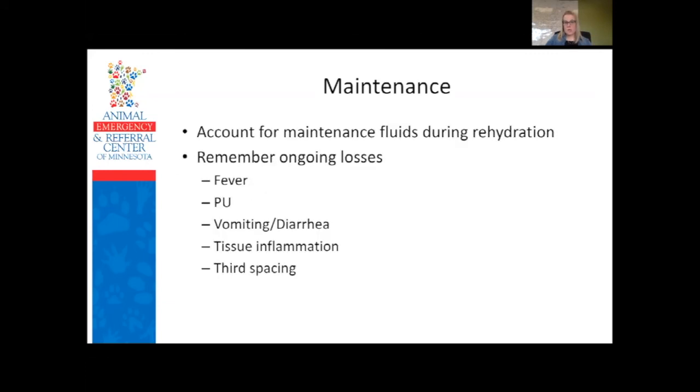It's important that you account for these maintenance fluids during your rehydration phase. So you're not just rehydrating your patient, you're also accounting for the maintenance and their ongoing needs. And it's important that you remember ongoing losses. Does your patient have one of those conditions that's going to lead to intravascular fluid shifting and loss of fluid from the vasculature? Do these patients have fevers? Do they have polyuria or tissue inflammation or something like that? That may trigger you to say, okay, they need maintenance, but they probably need even a little bit more to keep things going.